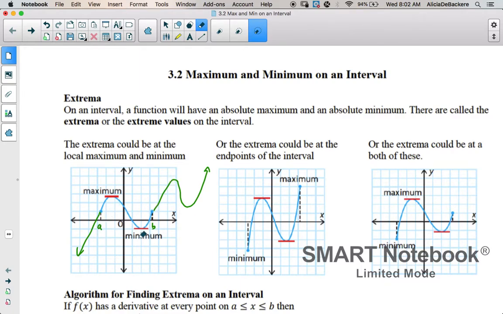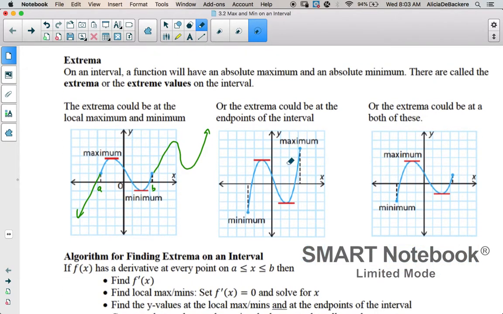So when I look from a to b, what I'm asking for is what is the maximum value and what is the minimum value. So here they actually ended up being a local maximum on the entire function and a local minimum on the entire function. But on this interval, this is the absolute maximum and this is the absolute minimum. So hopefully you remember those terms, absolute and local, from advanced functions. If not, you can Google them.